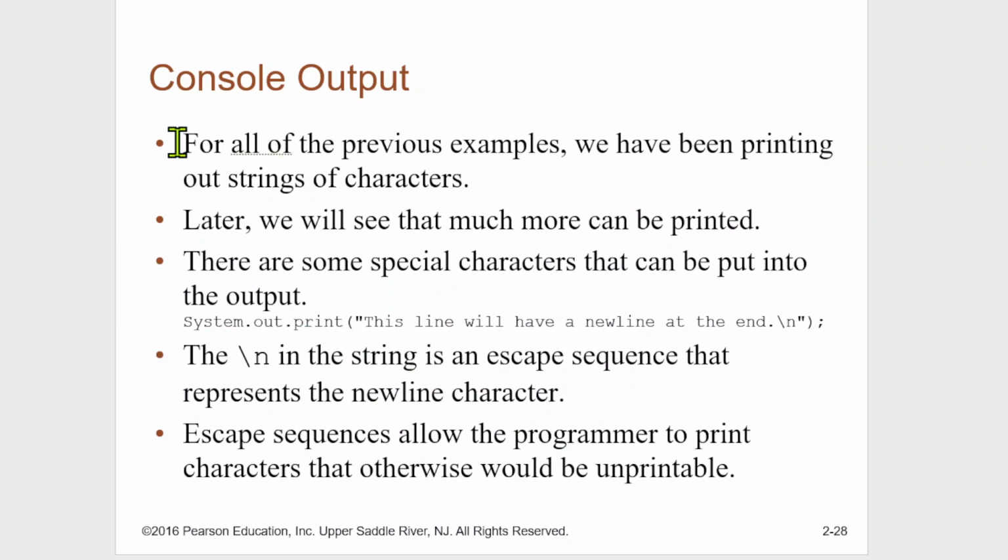For all the previous examples, we've been printing out strings of characters. Later, we'll see that much more can be printed. There are some special characters that can be put into the output. This line will have a new line at the end, and this is just a regular print statement. The \n is basically a return statement, an escape sequence that represents a new line character. I know I told you normally Java won't interpret anything inside quotes, but a slash is an escape, so it will interpret that. Escape sequences allow the programmer to print characters that otherwise would be unprintable.